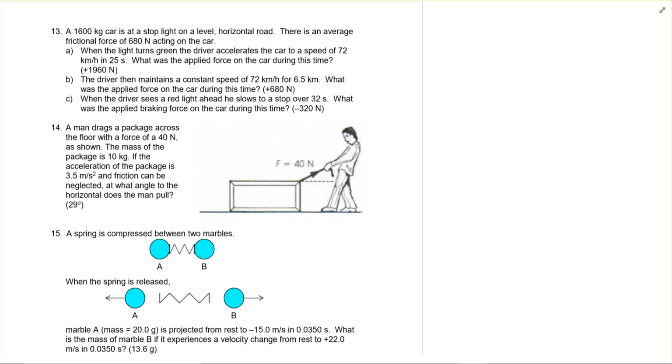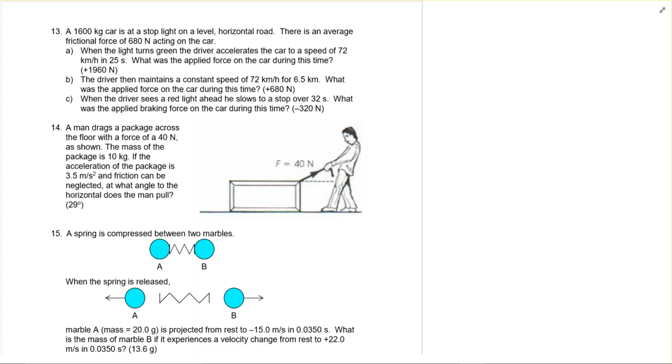Okay, 13. Yeah, same type of thing. Number 14, let's do this one. A man drags a package across the floor with a force of 40 newtons, and he's on an angle like that. As shown, the mass of the package is 10 kilograms. If the acceleration of the package is 3.5 meters per second, and the friction can be neglected, what is the angle to the horizontal at which the man pulls?